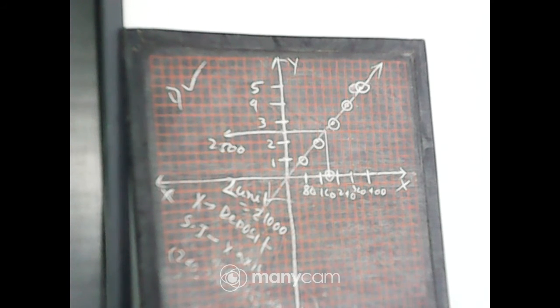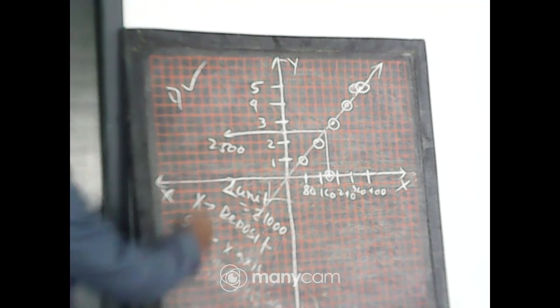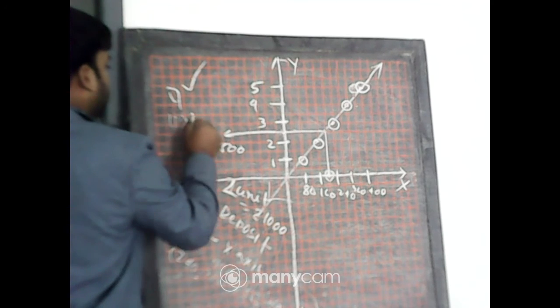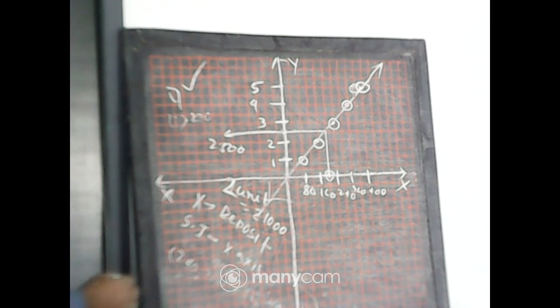$200. Yes, so the simple interest will be 200. Question number 2. Yes, Orangsu, you can do it in another way. But it is mentioned that you have to answer from the graph. That's why I have solved it this way.